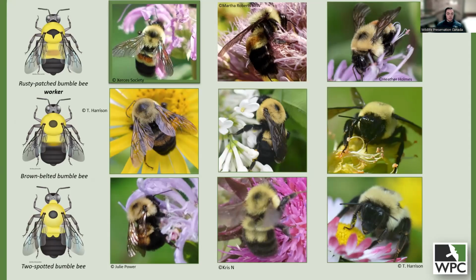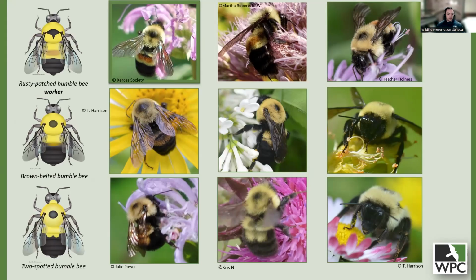So again, it has that rusty patch on T2 surrounded by yellow on the top and bottom of that rusty patch. Contrast this with the brown-belted bumblebee, where we see similarly a brown patch on T2, but underneath that patch is black. There's no yellow on T2. It's just black all the way down to the bottom of the abdomen after that rusty patch, after that brown belt, that brown crescent.